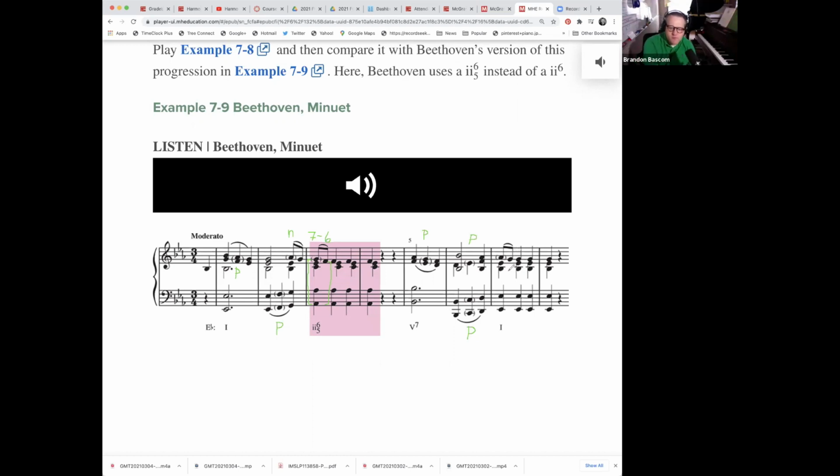Measure 7. Suspension. What kind? Four, 3. Good, Zach. 4-3 suspension. And that, ladies and gentlemen, will conclude this round of Find the Non-Chord Tones in Beethoven.